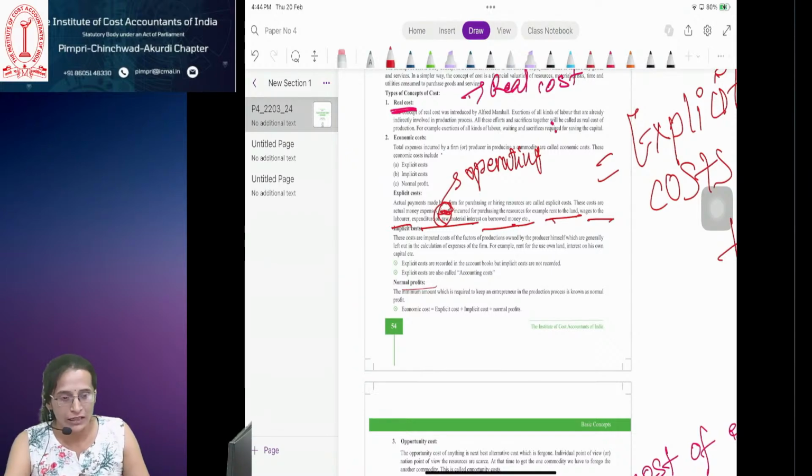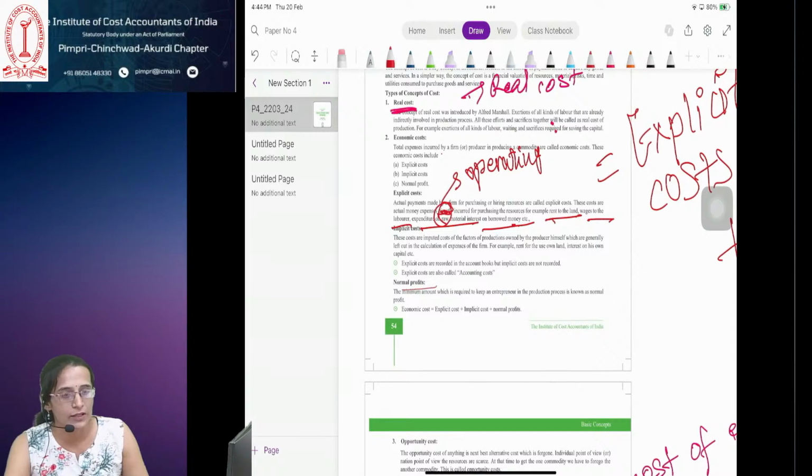Explicit costs are the costs which are directly related to the operation of the business. Payment is made, and they are recorded in the books of accounts, right? They are considered for the accounting purpose. What are explicit costs? Raw material purchase, salary to the laborer.